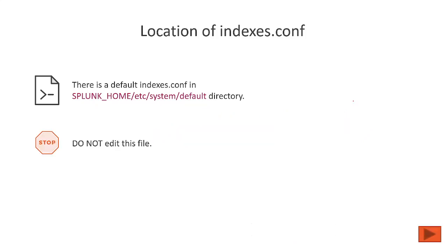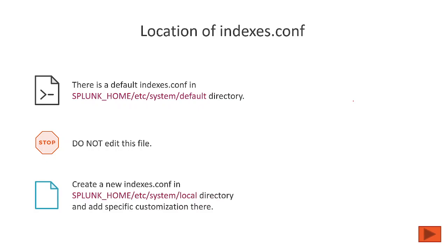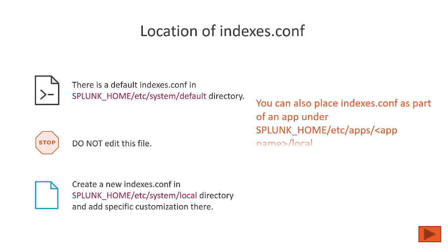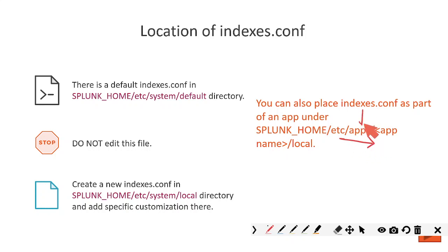So just a caution, do not edit this file, and we can create a new file. At the same time, there is one more alternative as you can see on my screen. So we can also have that particular conf file under one of the applications which we have installed under the apps directory. So any third party application or add-on we install, that goes to the application directory, and under that application we can have a local directory. Under that we can store the indexes.conf file.